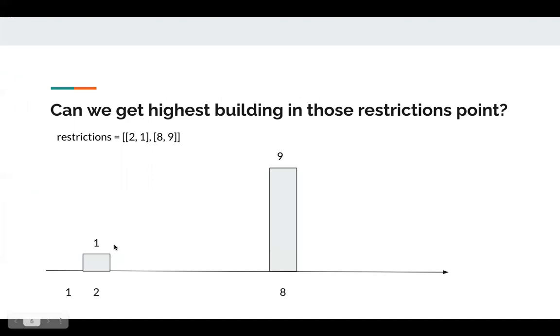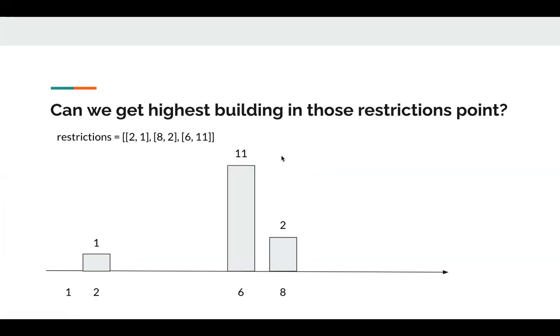What if we have another restriction at 9? What's the highest building we can put at point 8? We know it's 7 since 9 is useless here. 2 is 1, then 3 is 2, point 4 is 3, so point 8 is 7. Okay, now let's change the restriction from 9 to 2. And let's add another restriction, 6, 11. So the question is, what's the highest building we can build on 6? Is it 11? Of course not.